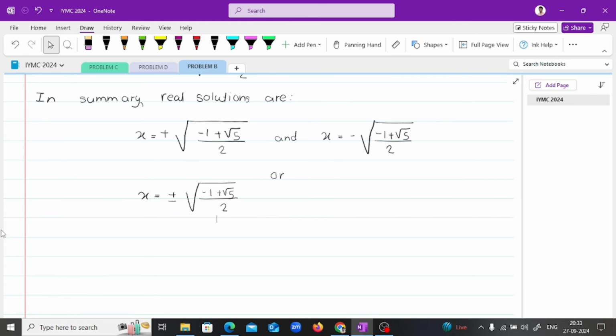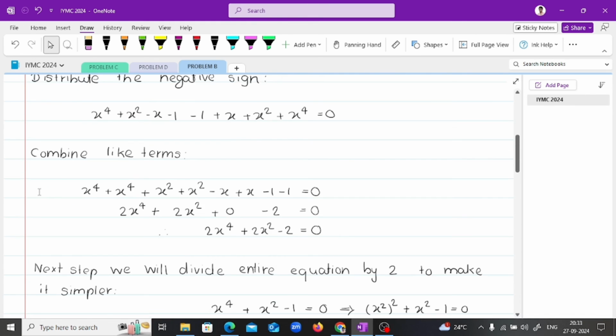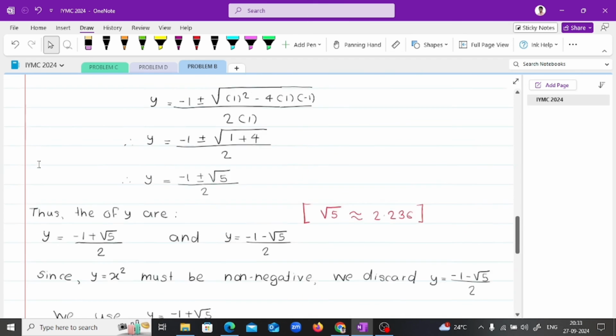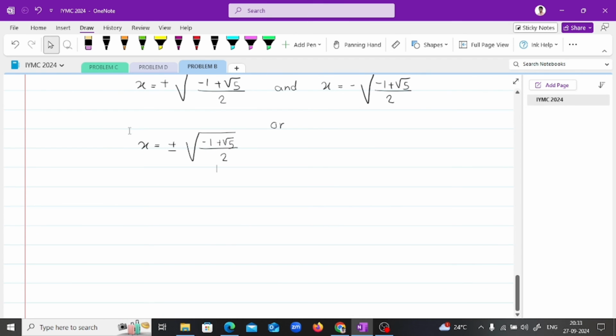root 5 upon 2. That's the solution of our actual problem, because our problem was to find all x belonging to R, that is, we need to find the real solutions of the equation. And the real solutions of this equation are like this, plus or minus square root of minus 1 plus root 5 upon 2. I hope you followed along and learned something new from the problem.